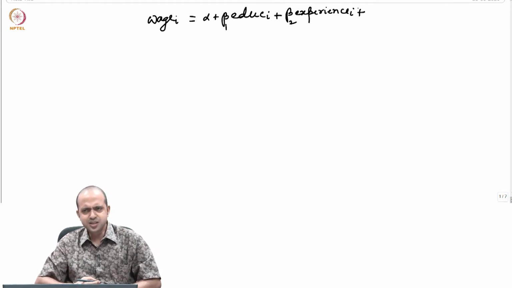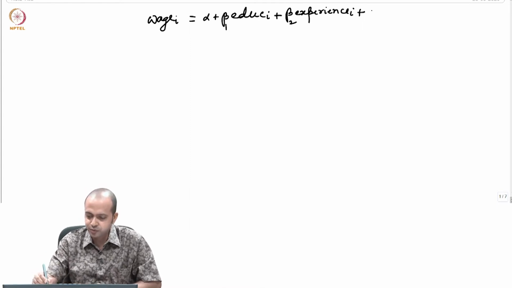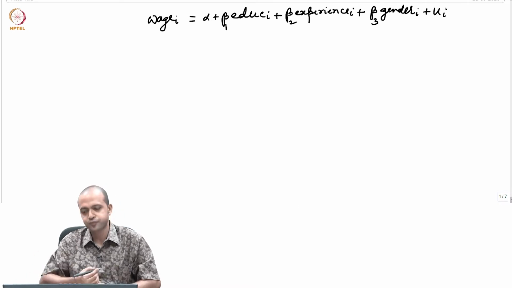Now suppose you have a research question in mind, that is, you are interested in seeing whether there is any gender discrimination in the labor market. That means with the same amount of qualification and experience, whether males are getting higher salary than their female counterparts. So, that is your research interest. What is my third variable? The third variable is the gender of the ith individual. This is our model.